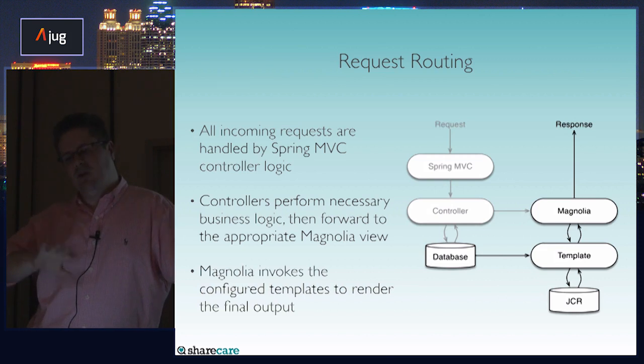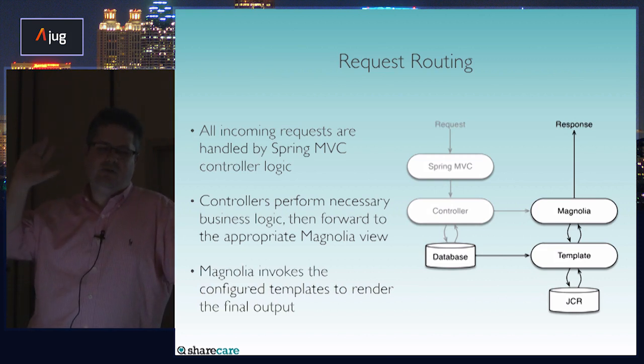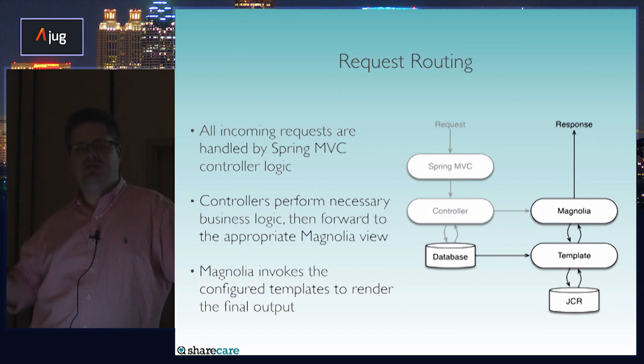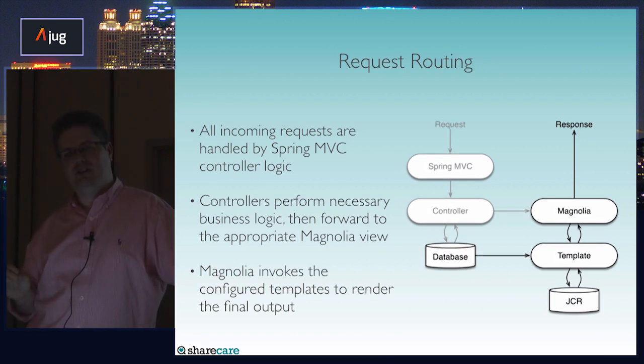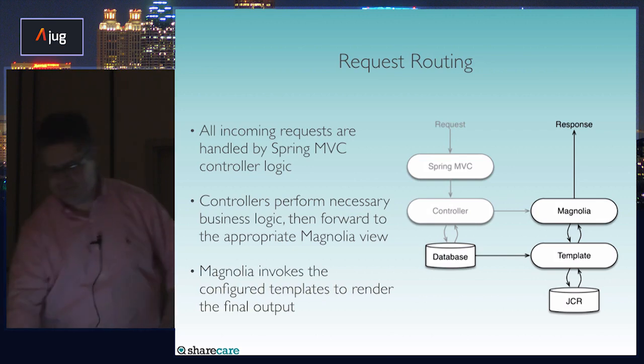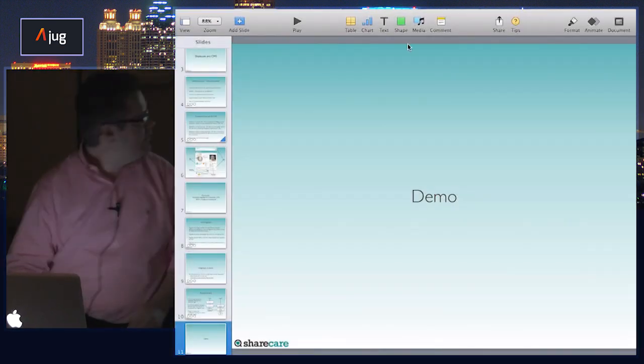So the overall overarching concept of this is, if you think about an MVC architecture, Spring is the controller and Magnolia is the view, sitting side by side within the same servlet context. So, next step, demo. Let me actually show you these pieces put together.